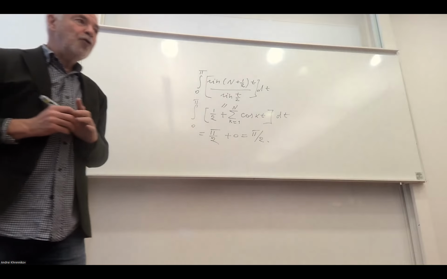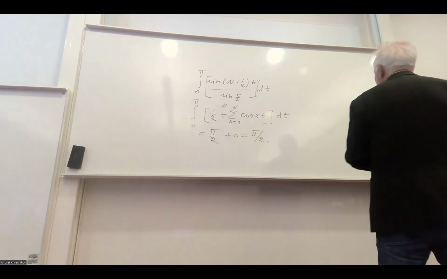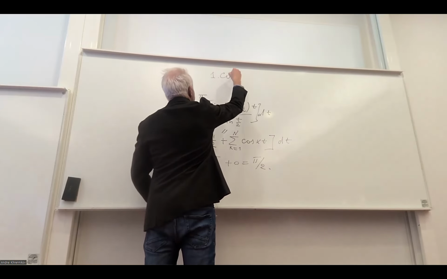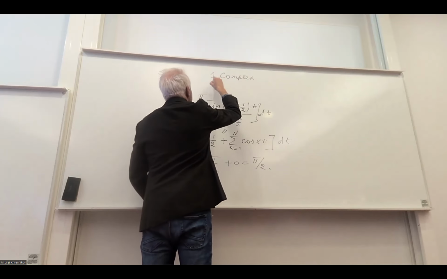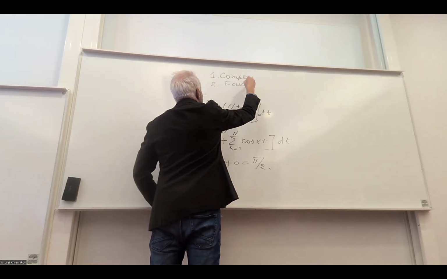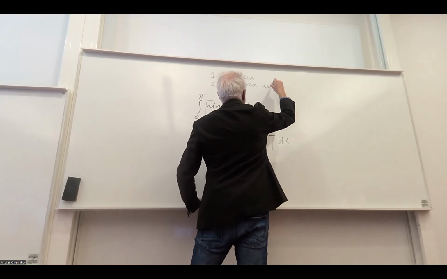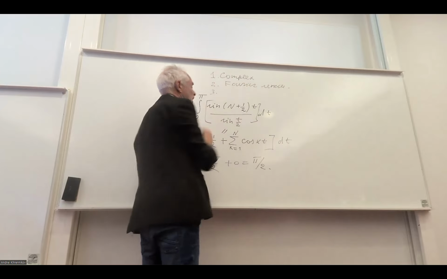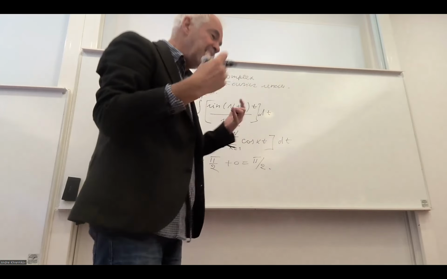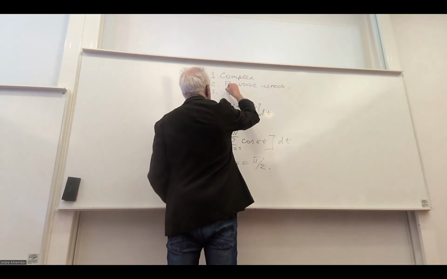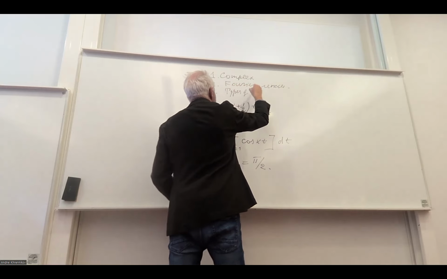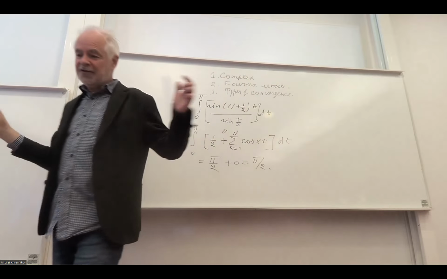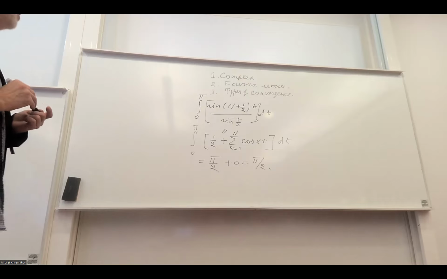Okay, now we go to this. This course has parts. One, complex analysis. Two, Fourier series. And the third part is the part from usual real analysis, different types of convergence. Of course, it's related, but it's a very different thing.